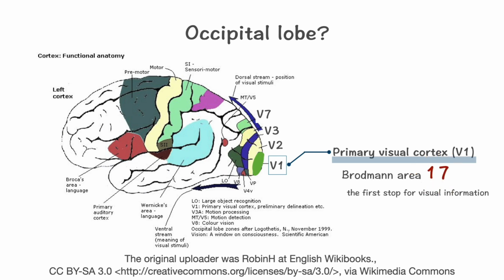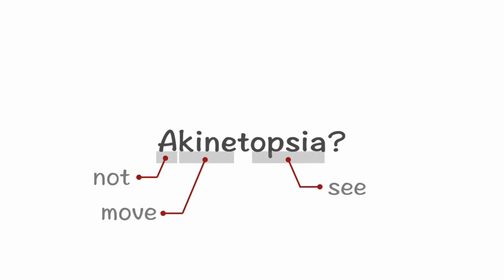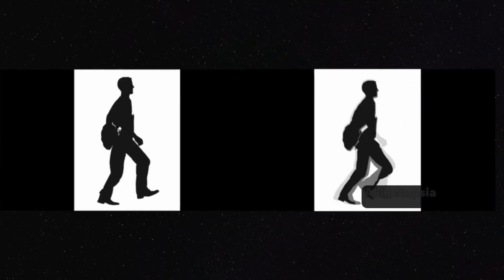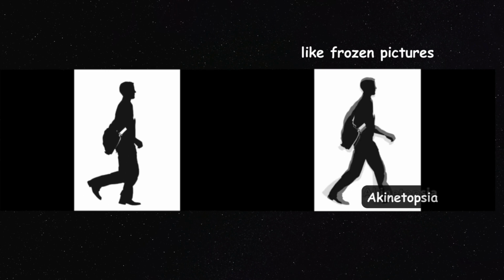This is a question that comes up often. What happens if V5 is damaged? It can cause akinetopsia, where you can't see objects moving smoothly. What is akinetopsia? Akinetopsia, or motion blindness, is a visual processing disorder where a patient struggles to see moving objects properly, as if they are frozen in place.